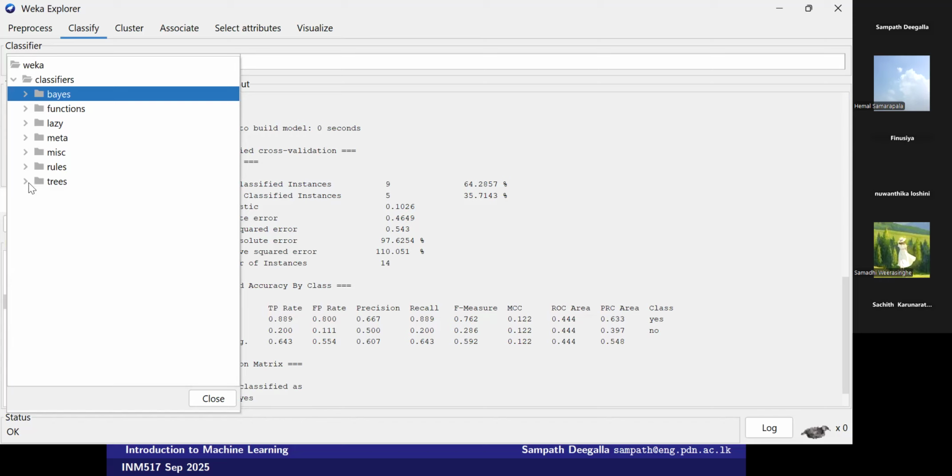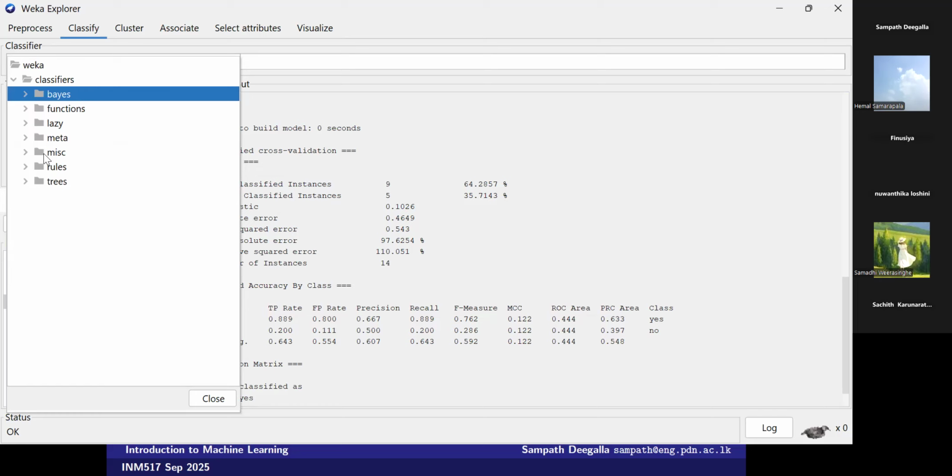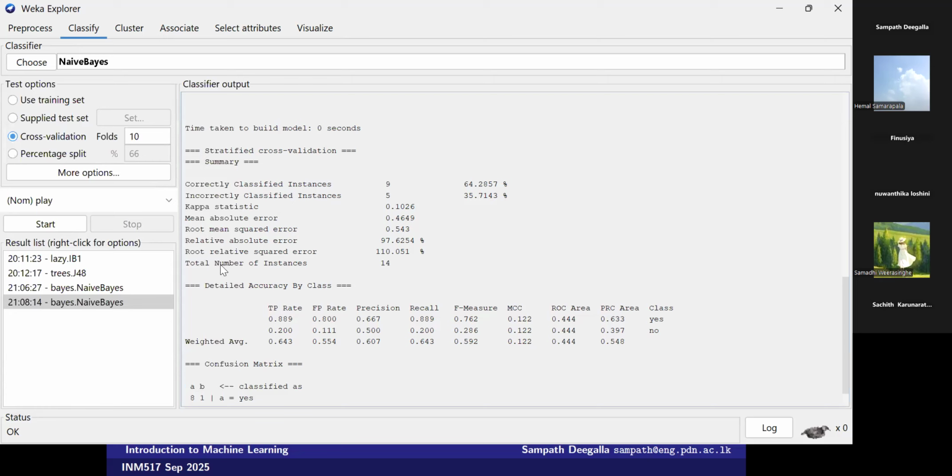Up to now, I have selected one from trees. We discussed ID3 and J48. Under rules, we discussed Prism. And under lazy, we have discussed IB1. And under Bayes, we have discussed naive Bayes. And also I have discussed a little bit of naive Bayes multinomial. But there are others as well. Okay, that's the first part. The second part is we need to understand various test options.